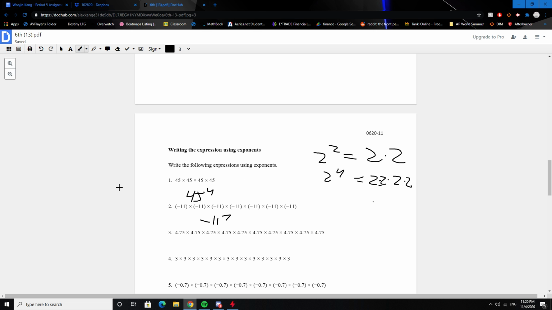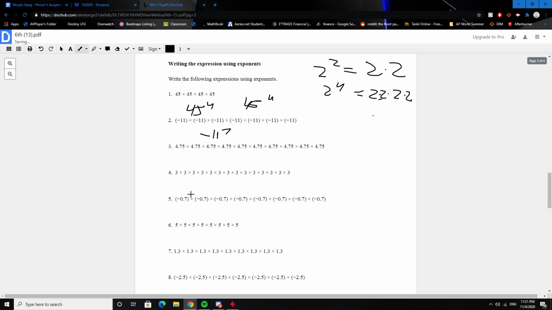Yeah, that's pretty much exponents. In this question, it's just asking you to do the opposite of what I just did. You first have to determine how many 45s there are. In this question, there are 4 45s, which means it's going to be an exponent of 4. All you have to do from there is write 45 to the fourth power.